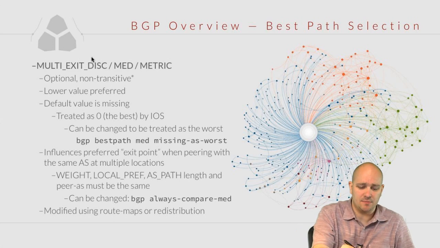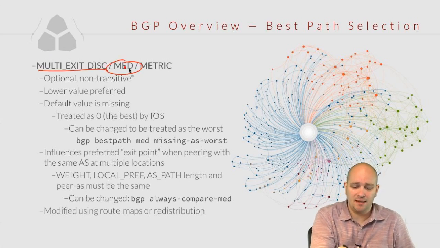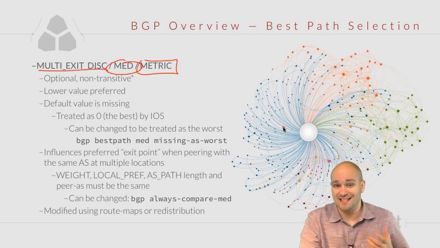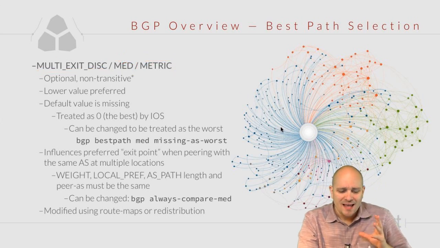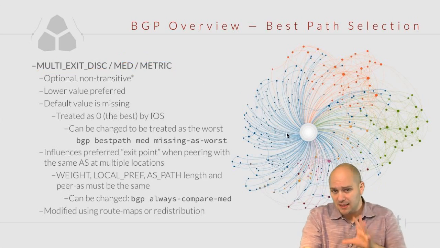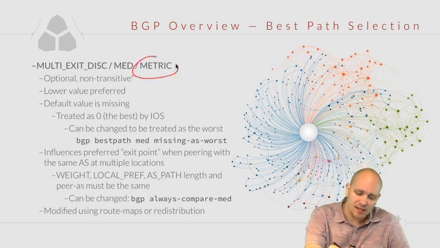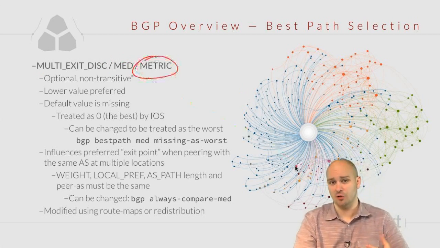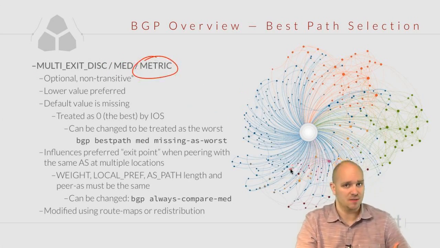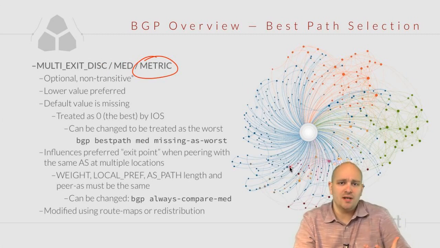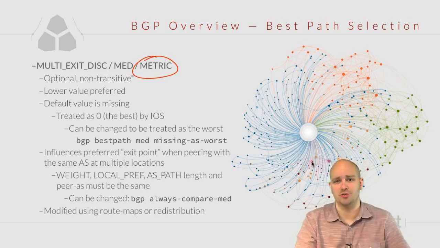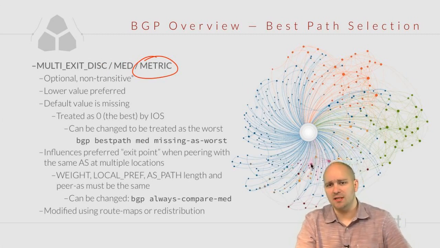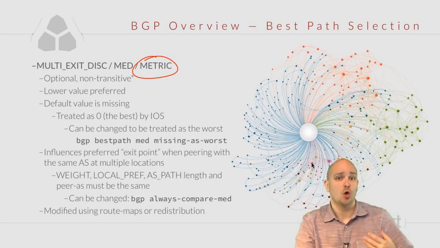All these three names, multi-exit discriminator, MED and metric, refer to the same BGP attribute. This BGP attribute is a little bit misleading, especially if we consider the name that Cisco very often uses for it, which is the metric. We always tend to associate the word metric with something that makes the ultimate decision which route is the best.